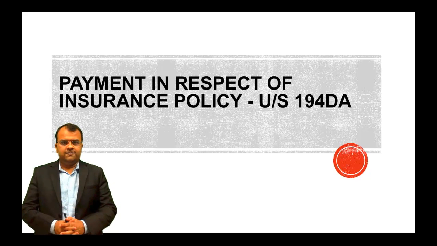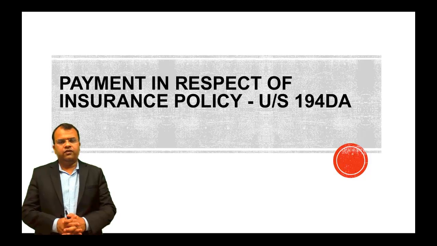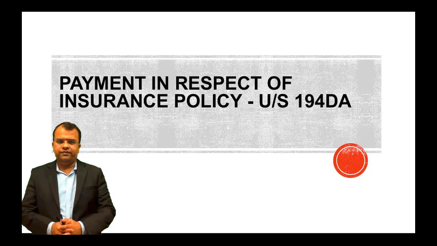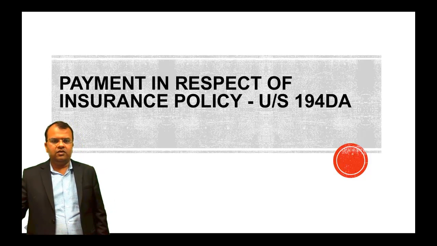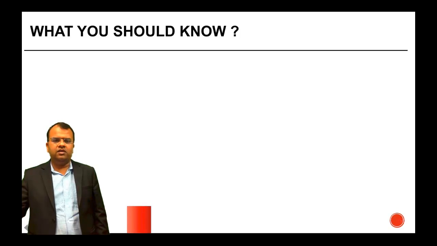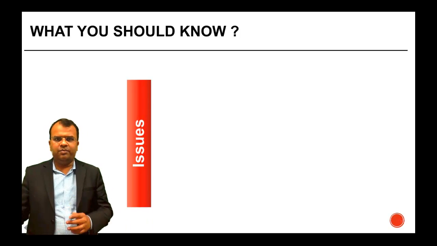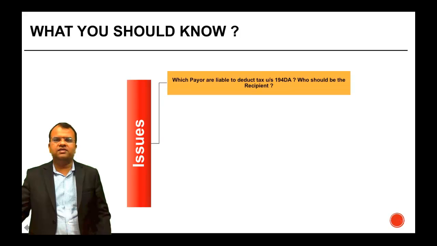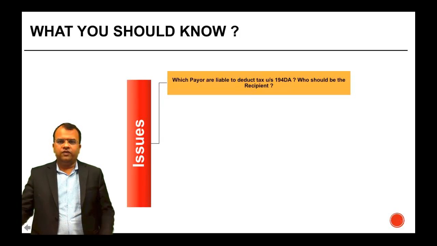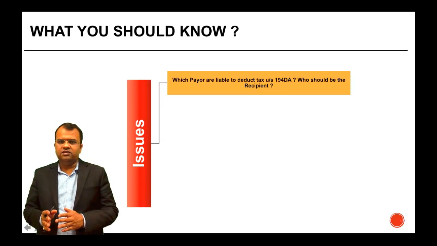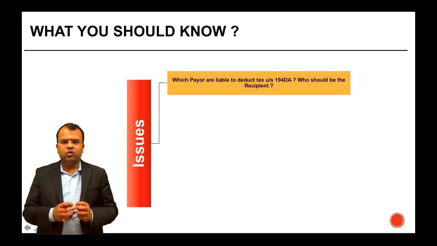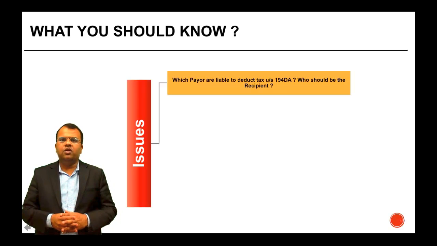Deduction of TDS in respect of payment for insurance policy, and this is covered under section 194DA. Let's see what are the issues that we are going to cover as a part of deduction of TDS under this section. So the first question which we are going to cover here is, who are the payers who are liable to deduct TDS under section 194DA?